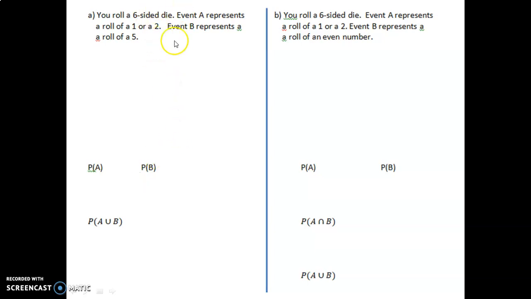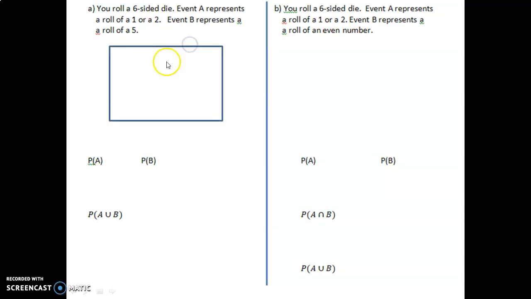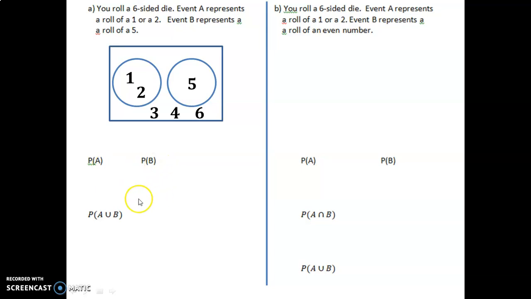See if you can set up a Venn diagram. Well, I'll help you with the first one. You roll a 6-sided die. Event A represents you roll a 1 or 2. Event B represents a roll of a 5. So here is my Venn diagram. Here is a 1 or 2 being rolled. That's event A. Here's event B. I roll a 5. That means what are the other possible rolls that are not captured here? Well, they are rolling a 3, 4, 6. So they go out here. Now find these probabilities.